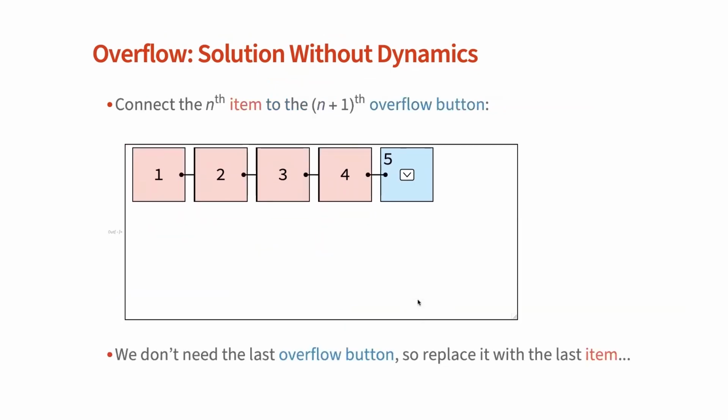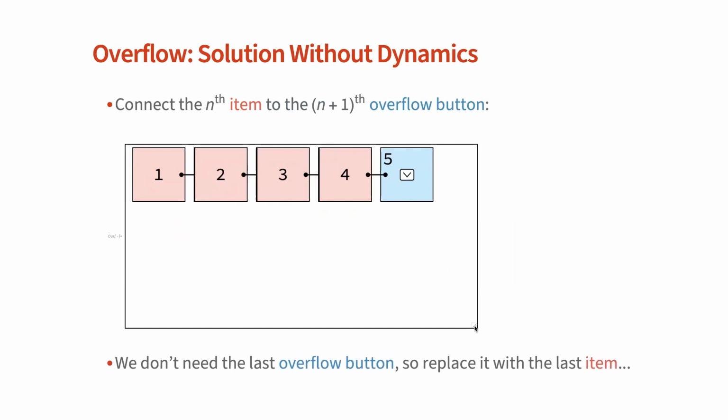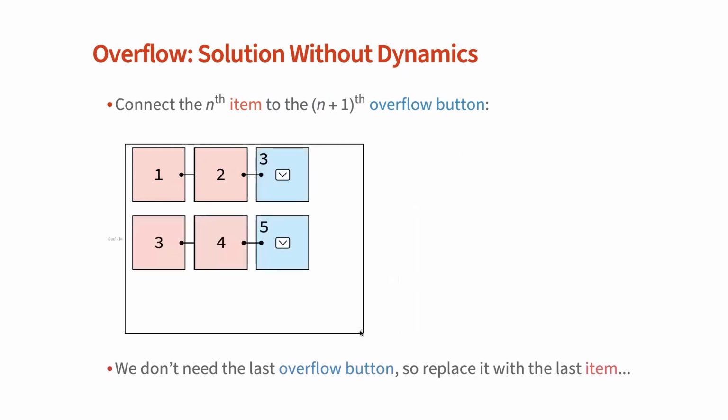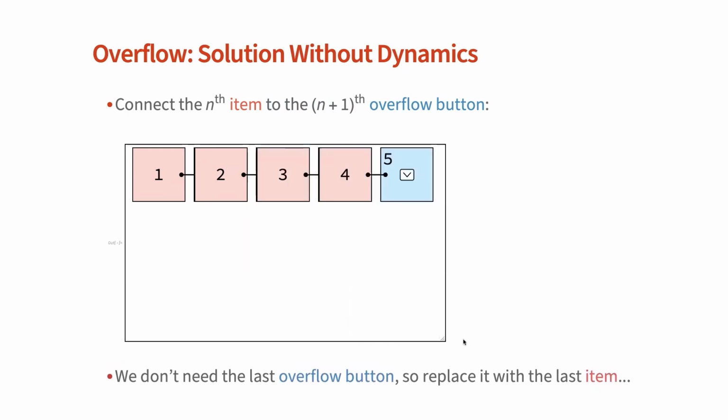Now I'm connecting the nth item to the n+1th overflow button. What does that mean? For overflow button 5, I'm connecting item 4 to it. Then item 3 is connected to overflow button 3, et cetera. If you think about this, when I resize this, overflow 5 is going to break away, but because 4 is attached to it, it's going to take it with it and reveal the next overflow button. If you look at the top row, it's almost what we want.